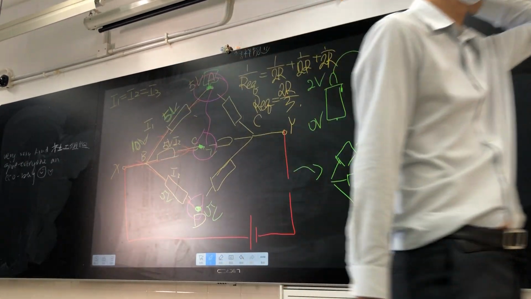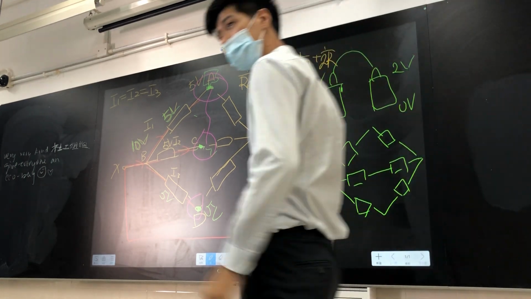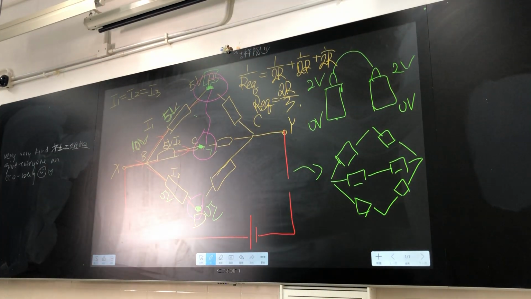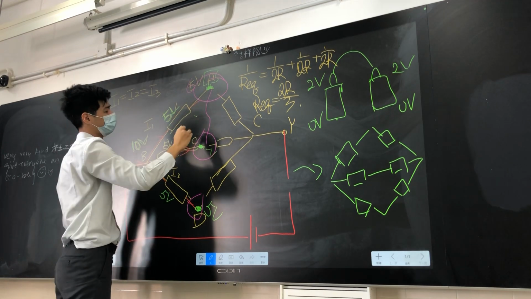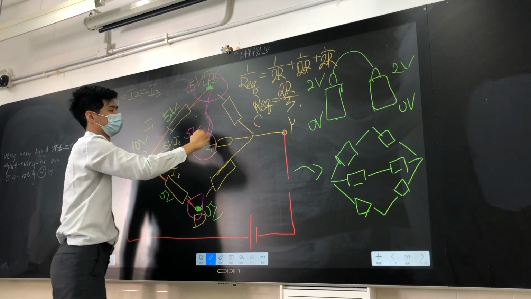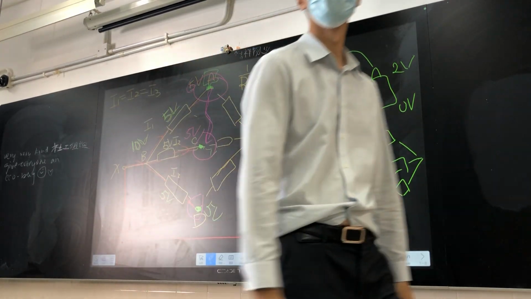Okay, so that's all. 係啊，如果呢度係6V，呢度係5V，咁就會有 current. The current will flow from high to low. Okay.